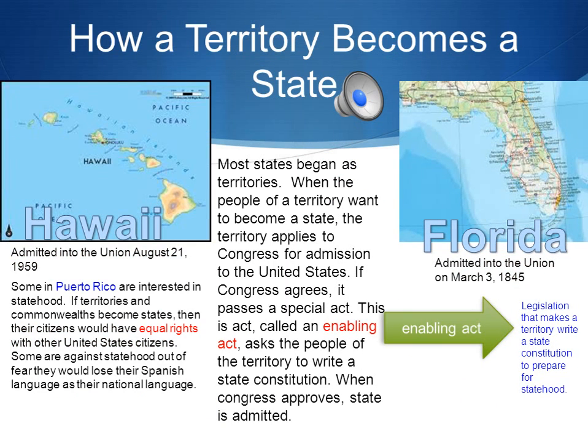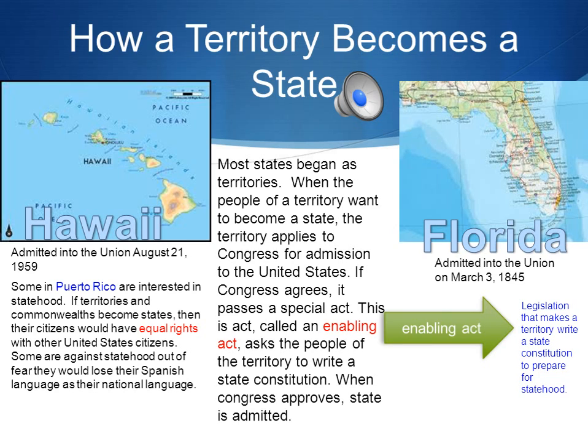So you might be wondering, how does a territory become a state? Most states began as territories. When the people of a territory want to become a state, they apply to Congress, and then Congress agrees that the territory is ready to become a state, and they make a special act called the Enabling Act. Now, what is the Enabling Act? Well, it's legislation that makes a territory write a state constitution to prepare for what they call statehood.